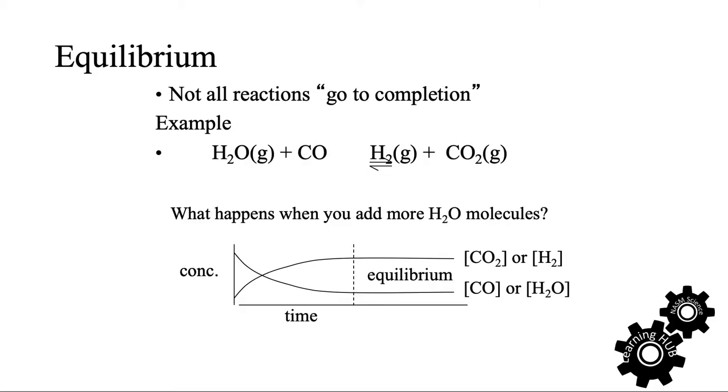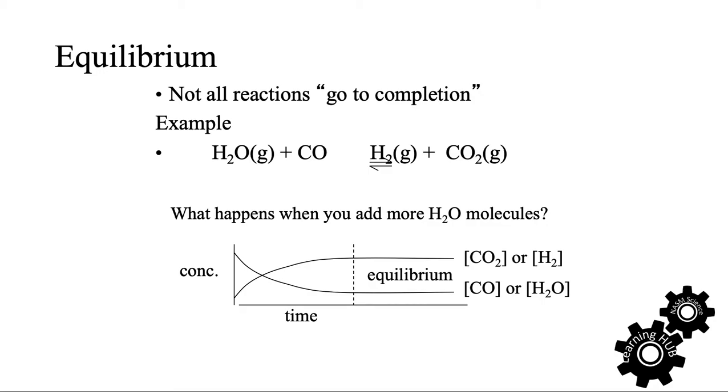And then if you look at the graph here for the reaction that's shown, the concentration of one of the reactants will decrease, the concentration of one of the products will increase until you get a balance between the two, and the parallel lines are going to give you the equilibrium.